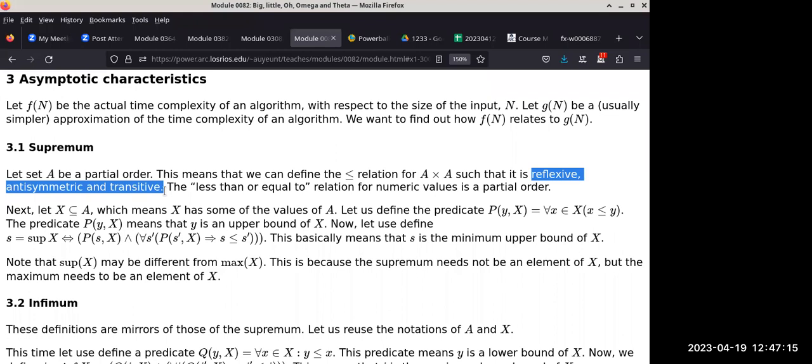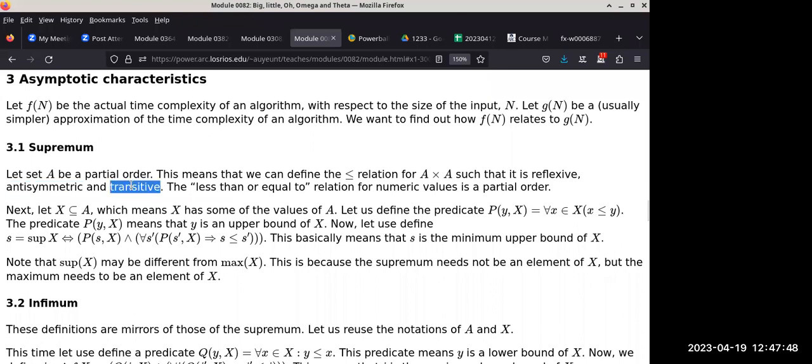So in this case, the less than or equal to relation fits that bill. Okay, so let's double check and make sure that it makes sense to us. Is less than or equal to reflexive? Is a value less than or equal to itself? The or equal part takes care of that, right? Next, if A is less than or equal to B and B is less than or equal to A, does that imply A and B are the same? Yeah, makes sense. And is it transitive?